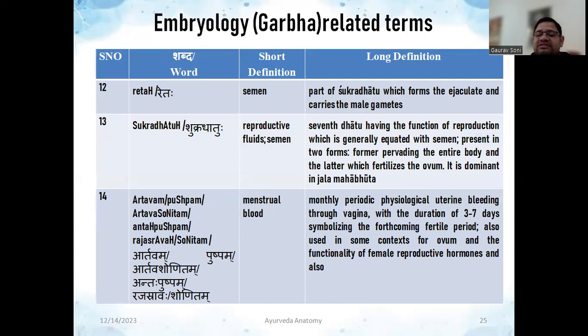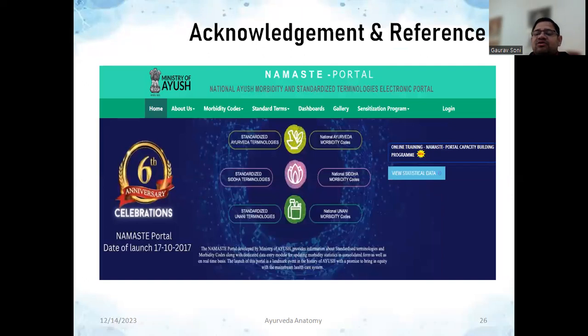And these words are all used in different places for menstrual blood. So monthly periodic physiological uterine bleeding through the vagina with a duration of 3 to 7 days, symbolizing the forthcoming fertile period. So these words are used in different places, but they are going to tell you about the same thing, that is menstrual blood. So all these words which we have talked about till now have been taken from the Namaste portal and have been arranged as per the requirement.